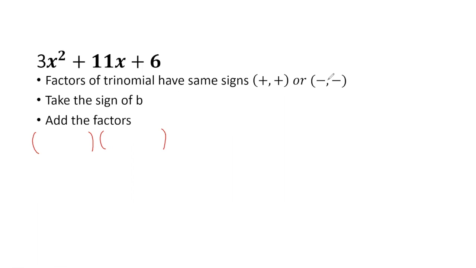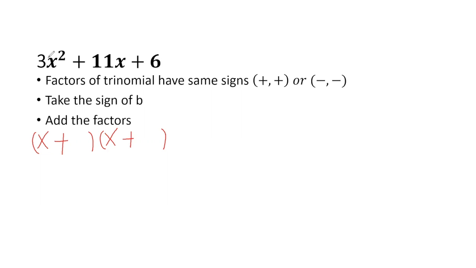So how do I know whether it should go with plus or minus? I will look at b. The sign of b is plus. That means my final product will have two plus signs. Then I'll put the x's in front of the signs. Then next, I will rewrite the problem.